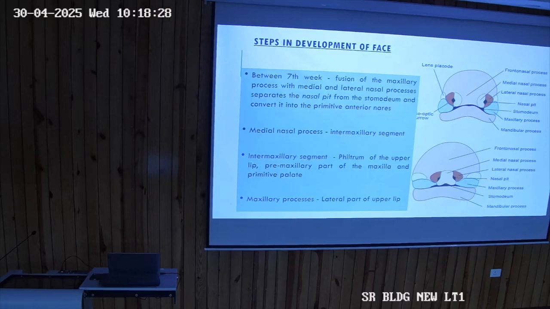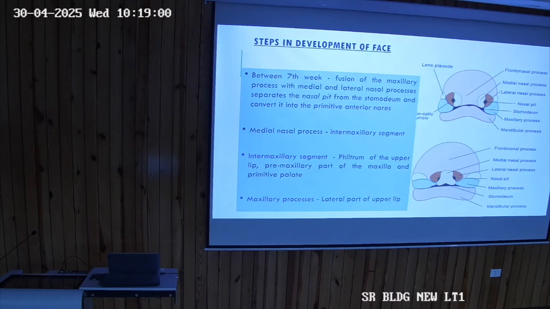So basically, what is derived from these structures? Medial nasal processes form the intermaxillary segment. Now, what is derived from the intermaxillary segment? You have to write down these things. The central part of the lip, which is known as the philtrum of lip, is derived from the medial nasal process, the intermaxillary segment. Then the central part of the upper jaw and premaxilla part are derived from the intermaxillary segment, which is formed by the fusion of 2 medial nasal processes.